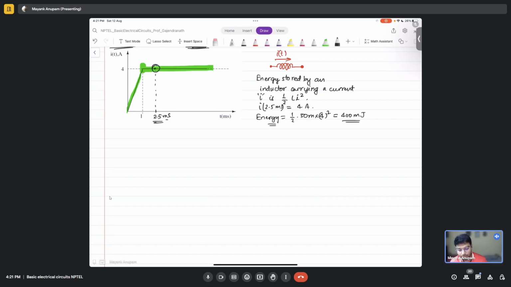So at this point of time, what is the power that is being delivered to it, or the power that is being dissipated in it? Zero. Yes, it is zero, right?